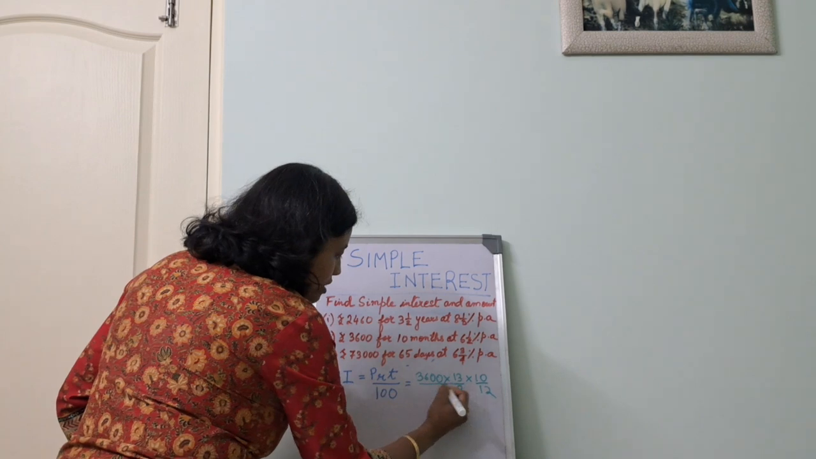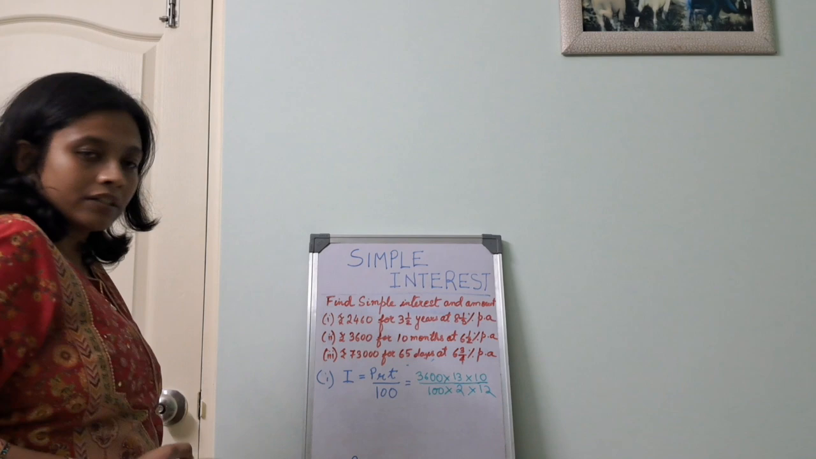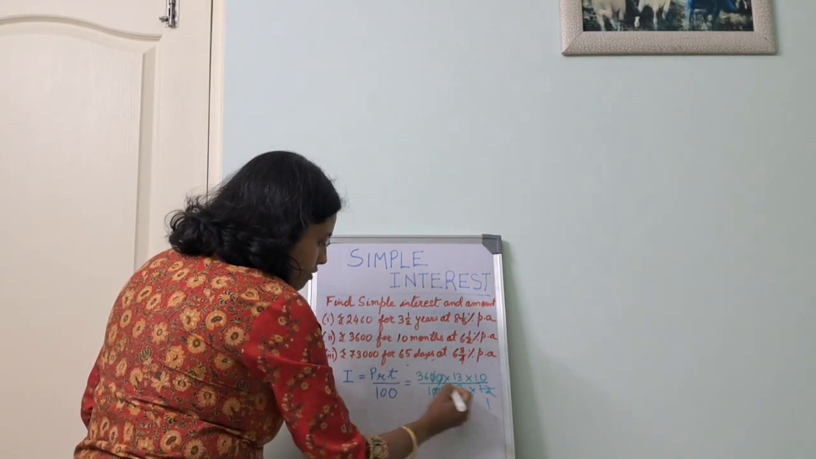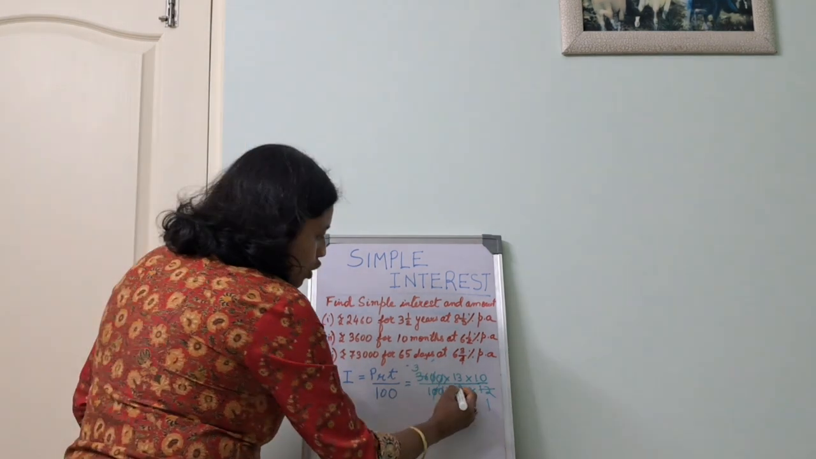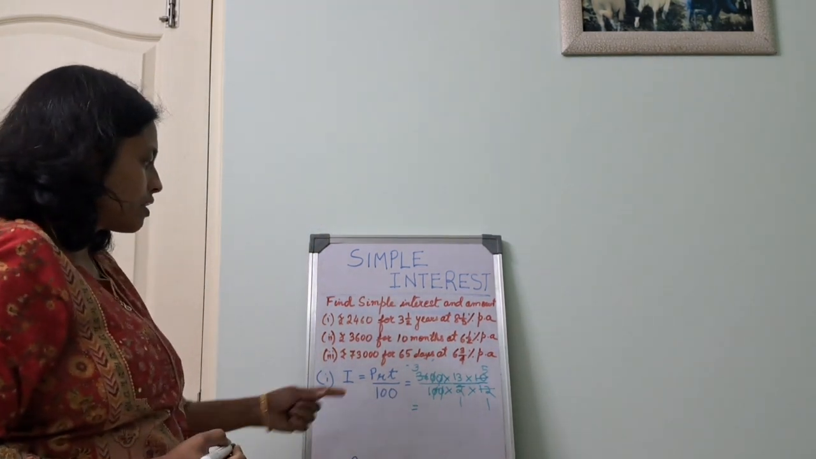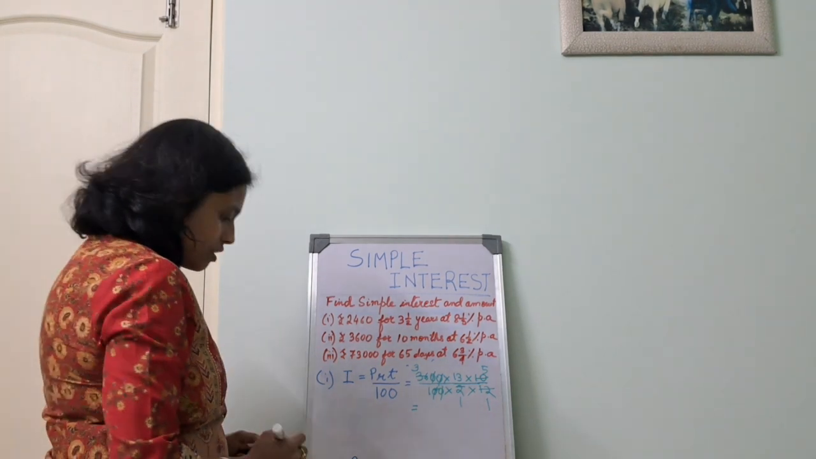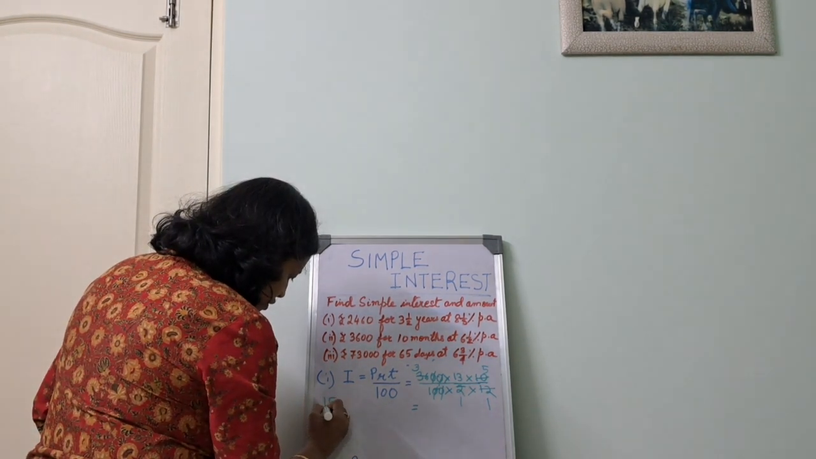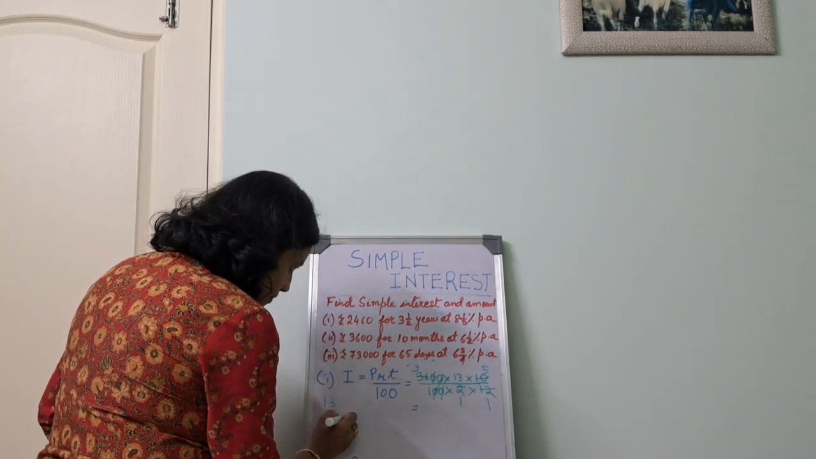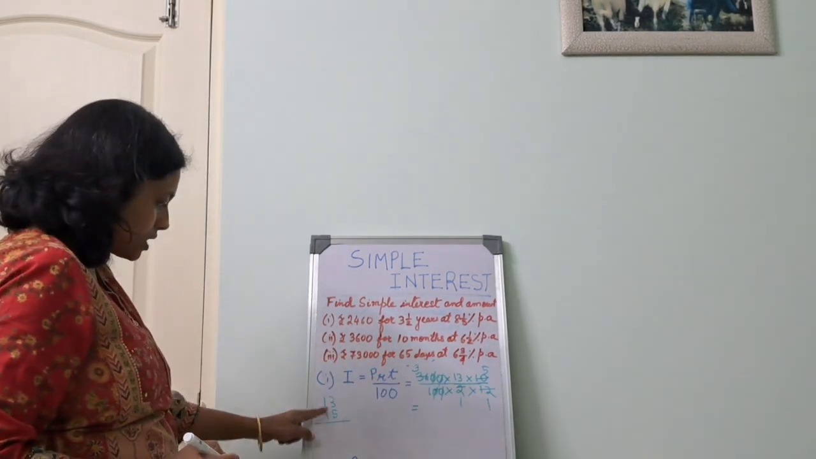PRT divided by 100. We'll arrange it like we did in the last sum. Simple. Cancel the zeros first. 12 and 36. 12 ones are 12, 12 threes are 36, 2 and 10. So it is 3 into 5 is 15. 15 into 13. So let's quickly do a rough work.